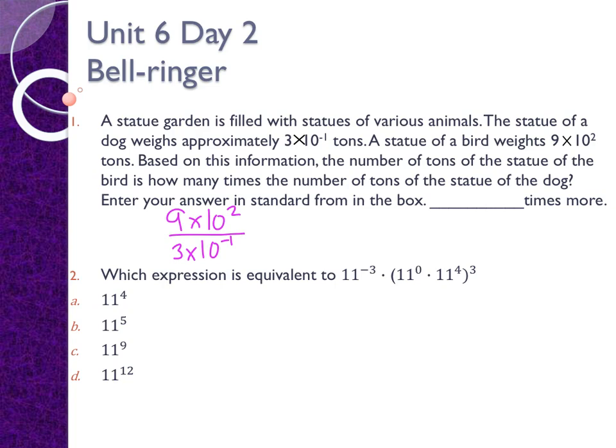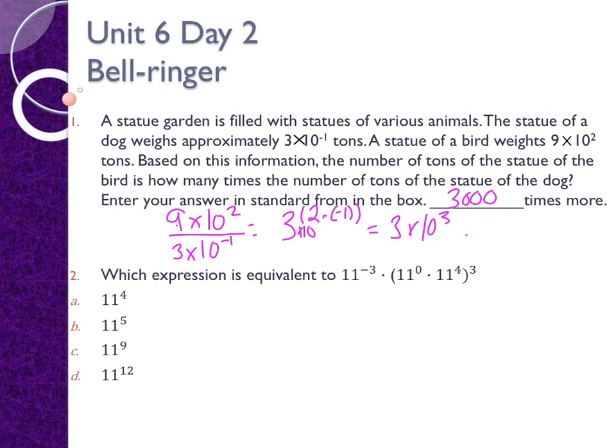There are 2 ways you can do this. In this way we can do 9 divided by 3 equals 3. And then, remember, we subtract our exponents when we're dividing. Which will give us 2 minus negative 1, which is 2 plus 1, equals 3 times 10 to the third, which is 3,000.